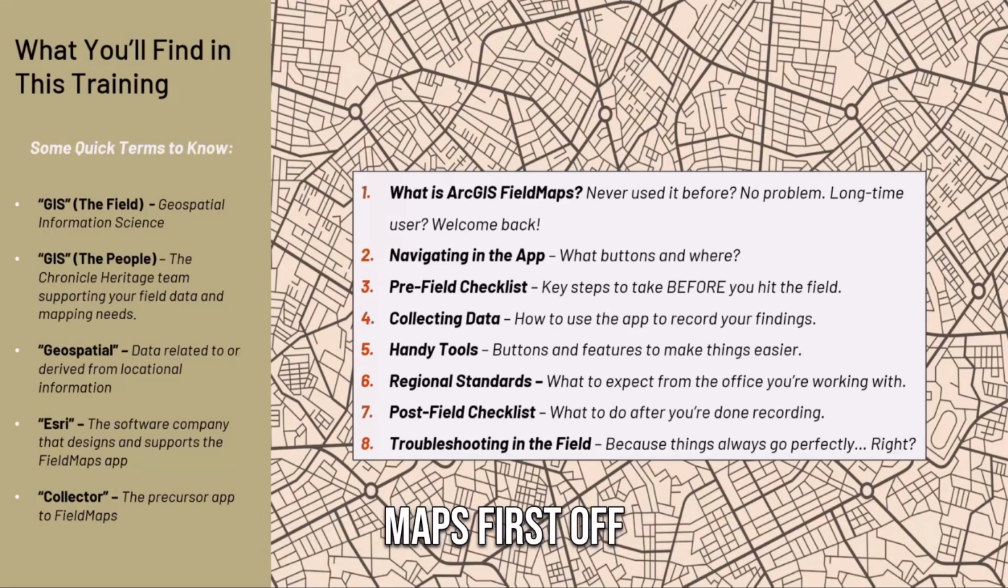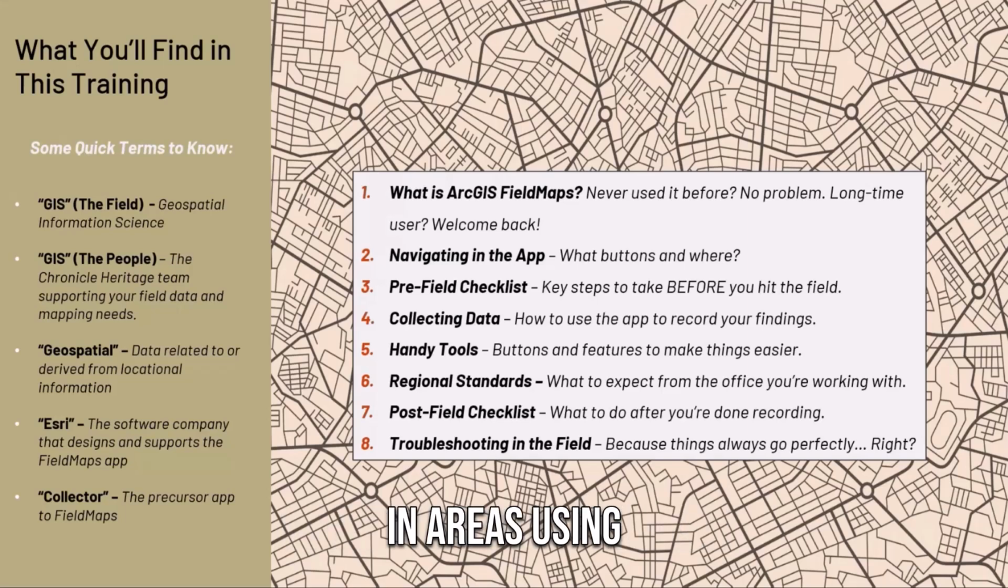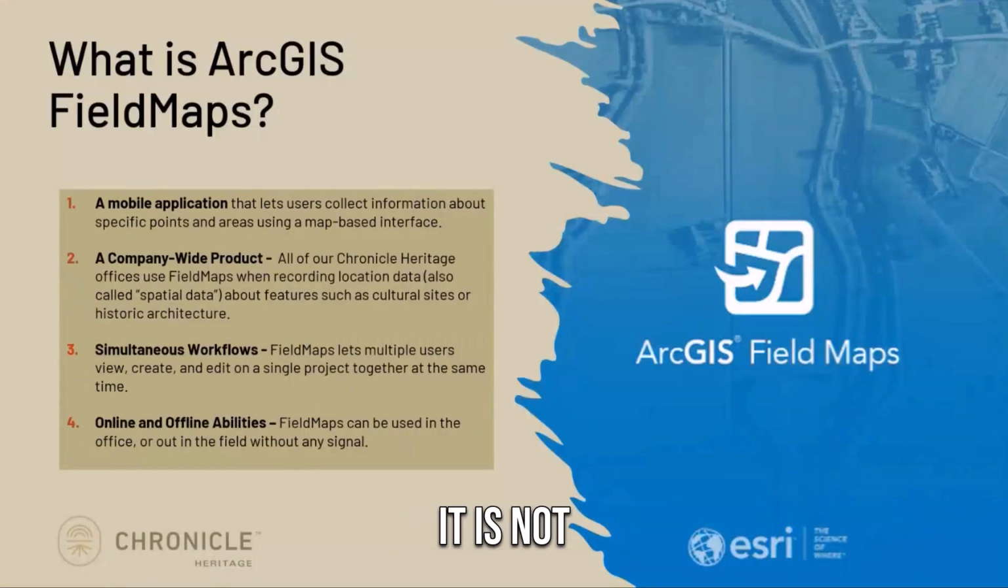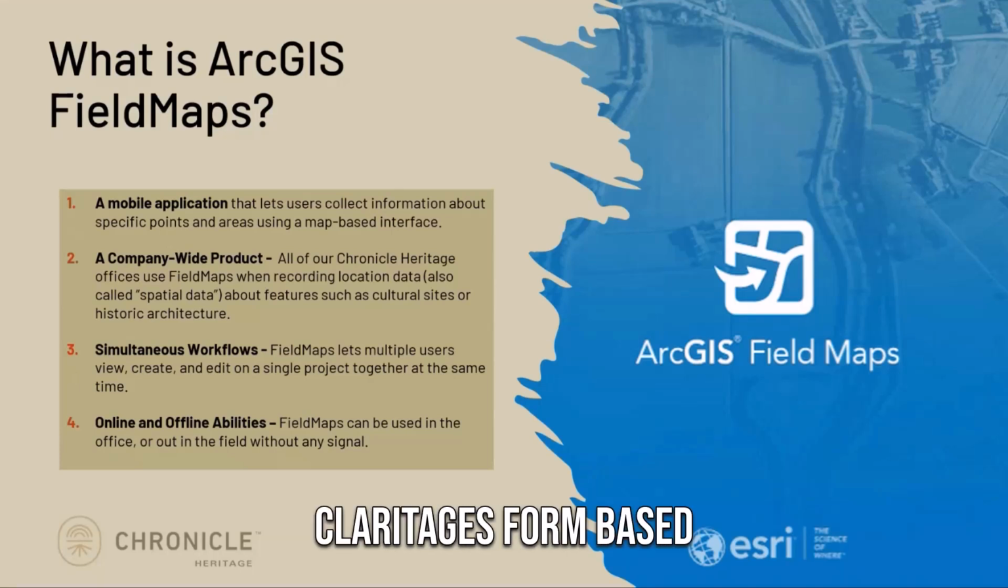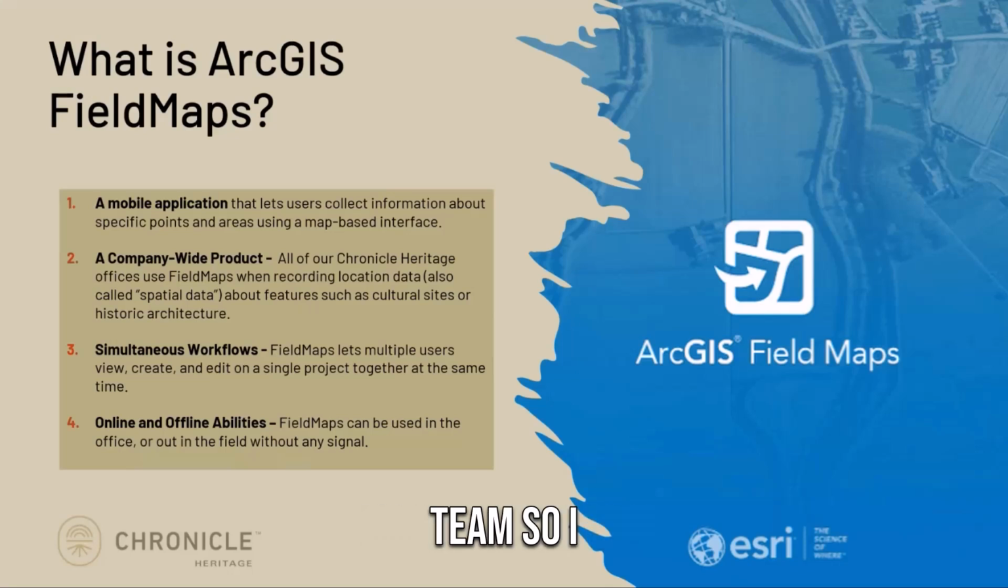What is Field Maps? First off, it's a mobile app. You can install it on any smart device, and it is an application that's designed to let users collect information about specific points and areas using a map-based interface. It is not a form-style application. To clarify, today we won't be going over any of Chronicle Heritage's form-based data collection like Codify databases or Survey123. Those products are managed by the data services team, so I want to leave all trainings and official know-how to them for additional outreach and support. This one is the specific mapping component. That's what the GIS team is here to help you with, and that's what Field Maps, the app, focuses on.